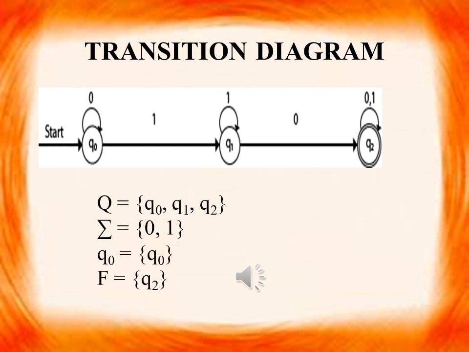So here the 5 tuples are explained. Q is the set of states, Q0, Q1 and Q2. Sigma is the symbols you are using in the transition diagram, that is 0 and 1. Q0 is the initial state or start. F is the final state, Q2.